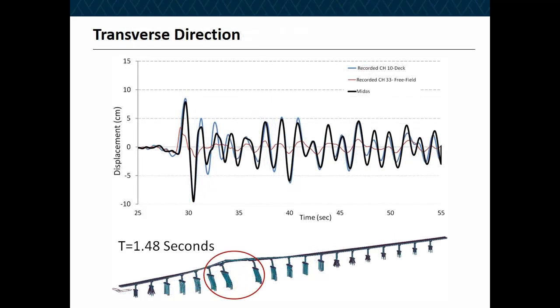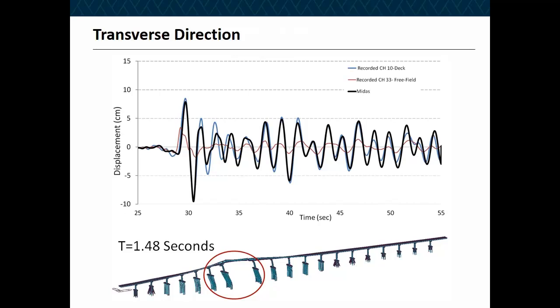Let me see. This is a recorded motion in the transverse direction, channel 10, which is located right at this location at the top of the superstructure. This reddish line is the recorded input motion, which I used to shake the Midas model, and of course the bluish is the recorded motion.